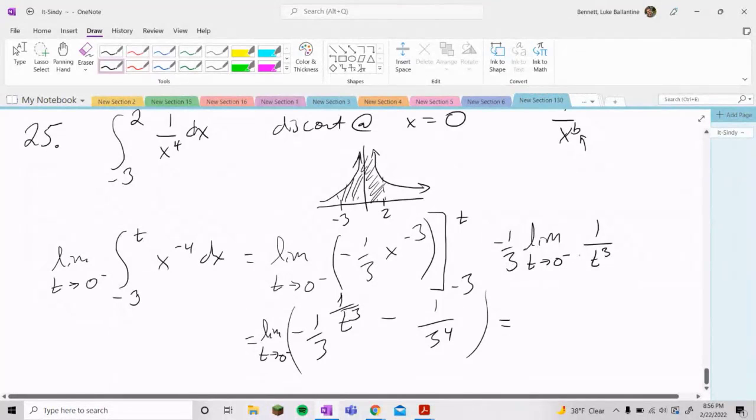So as we approach 0, we're dividing by a really small negative number, a negative number that's close to 0, right? So this blows up. Actually, this is infinity. So this is equal to infinity. Therefore, if we have one side diverging, then the whole thing diverges. Therefore, the integral diverges.